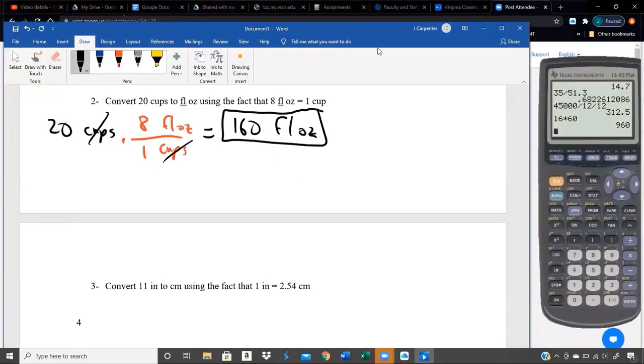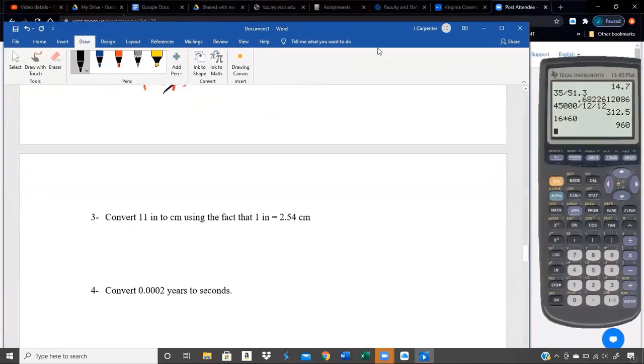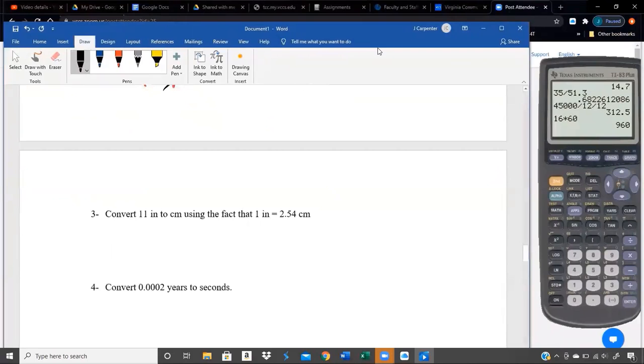Number 4, we're going to convert 0.0002 years to seconds. And I'm not giving you any facts for that one. So 4 is obviously going to be a little longer. We've seen examples like it, but I'll give you, let's call it 7 minutes, 6 minutes, 6 minutes. That'll probably be the last 2 we do.